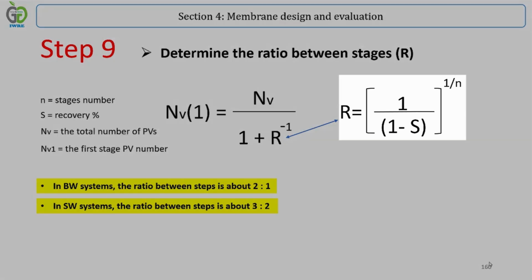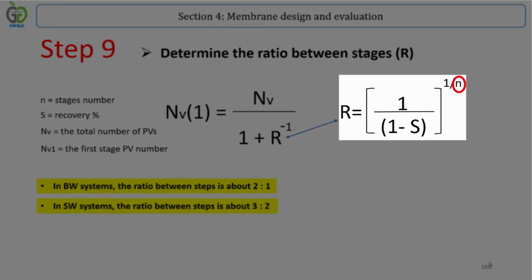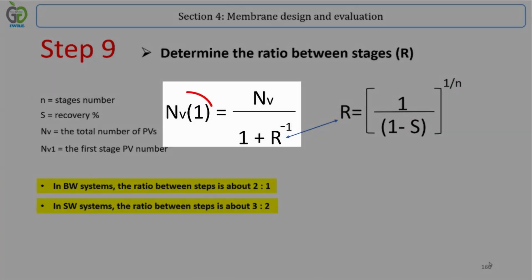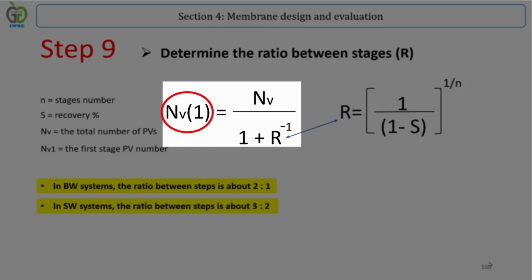The staging ratio of a system with n stages and a system recovery can then be calculated with this equation. The number of pressure vessels in the first stage can be calculated with the staging ratio from the total number of vessels.